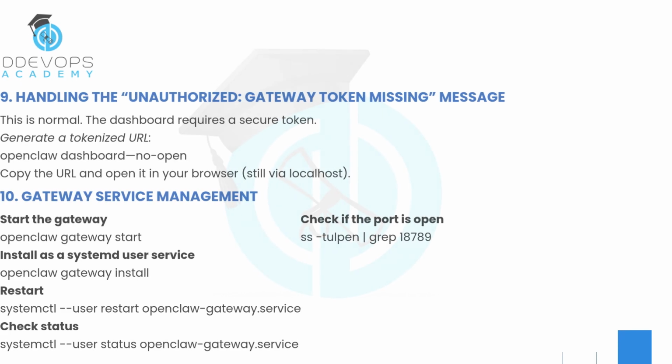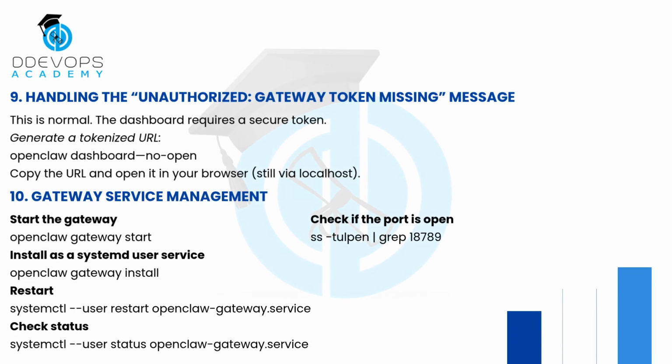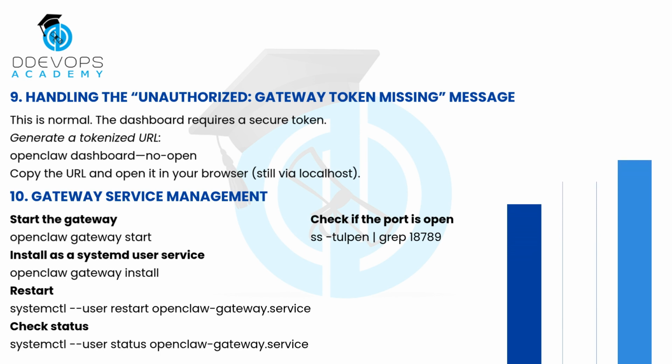When you see the message, Unauthorized: Gateway Token Missing, don't worry, that's expected. The dashboard requires a secure token, so generate a tokenized URL with the dashboard command and open it in your browser via localhost. Next, let's look at gateway service management.